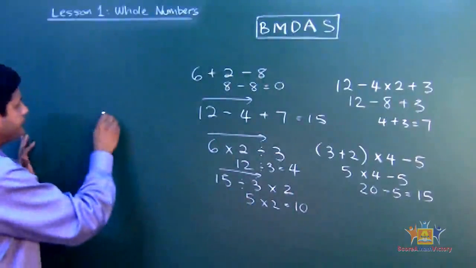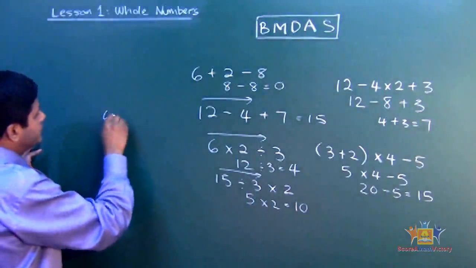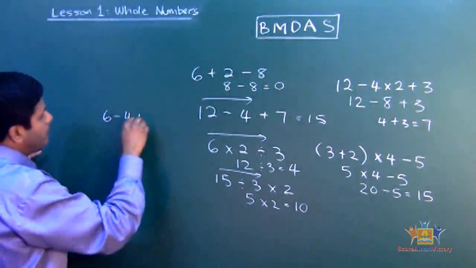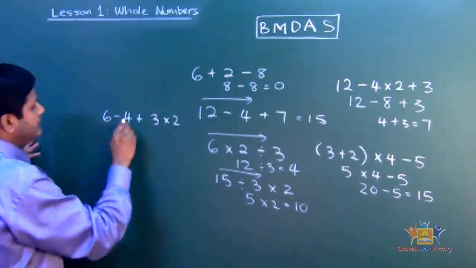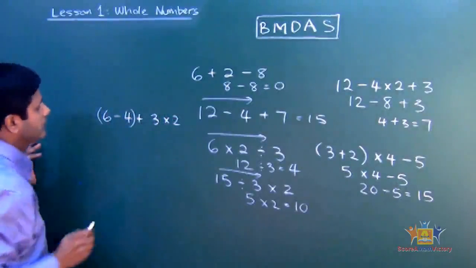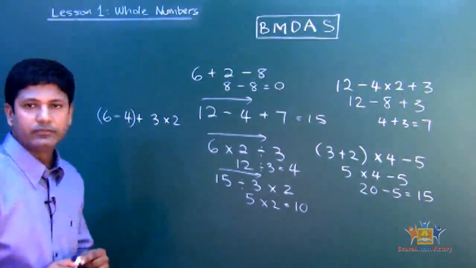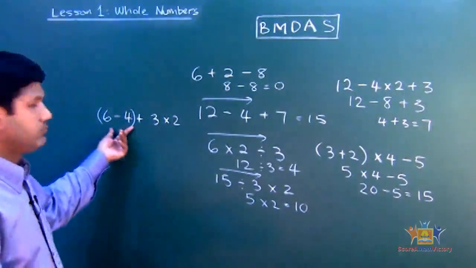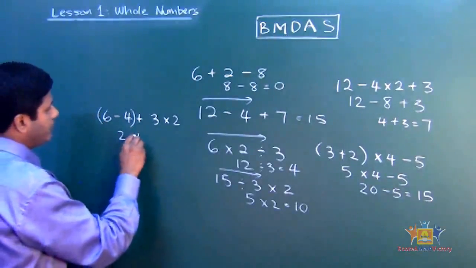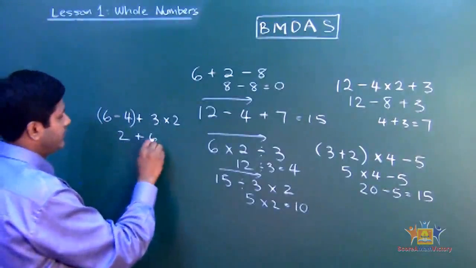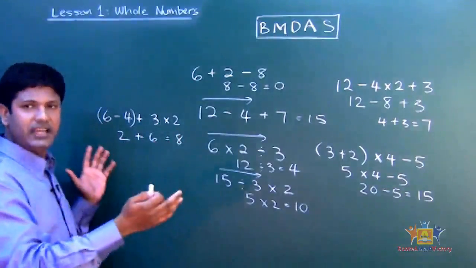Let's say, for example, I give you 6 minus 4, plus 3 times 2. So in this case, I'm just going to put a bracket right there. So how do I do this? Pretty easy. Subtract that first. So 6 minus 4 is 2, and then plus 3 times 2 is 6, which gives you 8. See that? Pretty easy, isn't it?